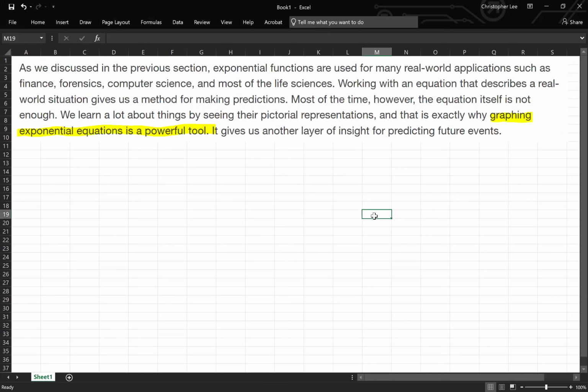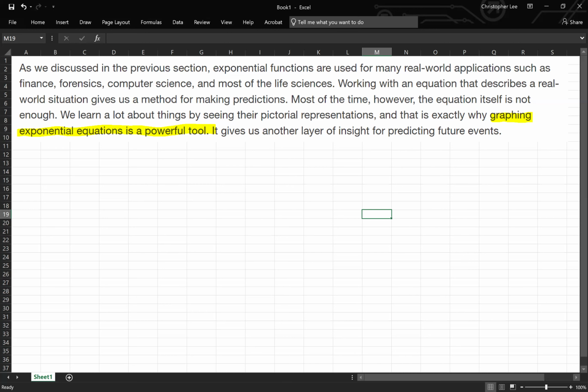here we go. So as we discussed in the previous section, exponential functions are used for many real-world applications such as finance, forensics, computer science, and most of the life sciences. Working with an equation that describes a real-world situation gives us a method for making predictions. Most of the time, however, the equation itself is not enough. We learn a lot about things by seeing their pictorial representation, right? And that is exactly why graphing the exponential equations is a powerful tool, right? So that's what we're doing today. We're going to be graphing them, right? It gives us another layer of insight to predict future events.